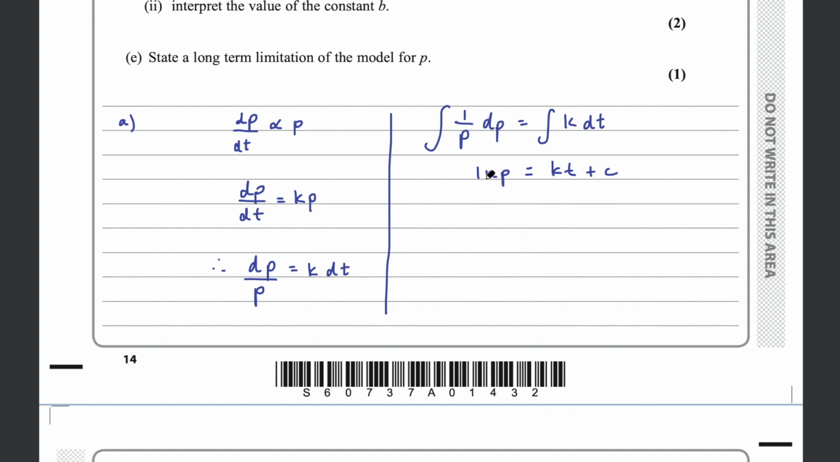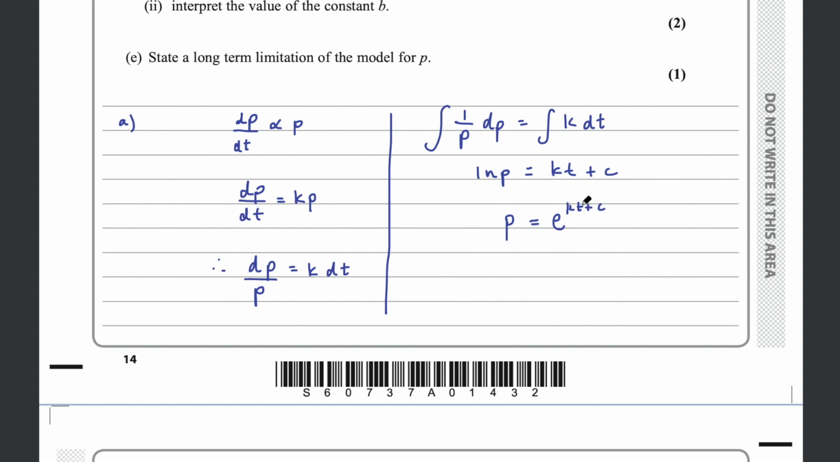How do we get rid of a log? We raise that to the power of e. So if we raise both sides to the power of e, this would be p equal to e to the power of kt plus c. Another way of writing that, well, think of your index laws.